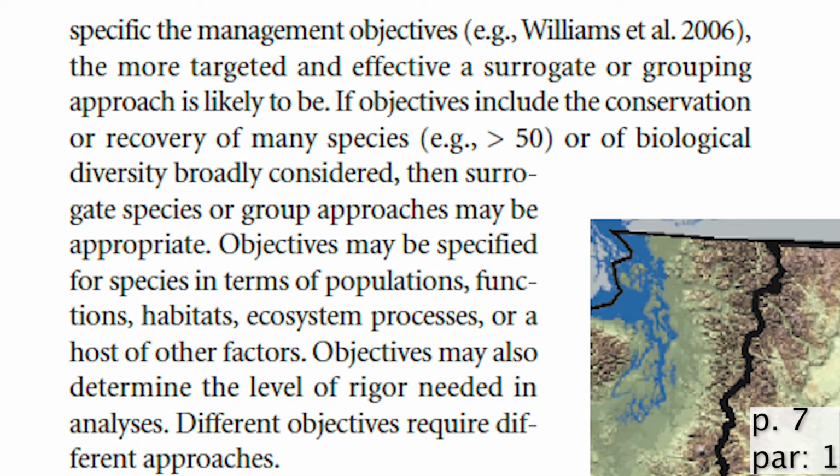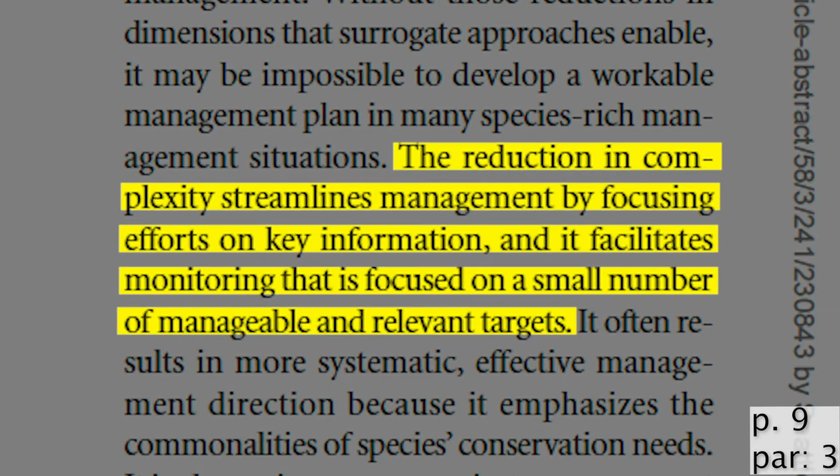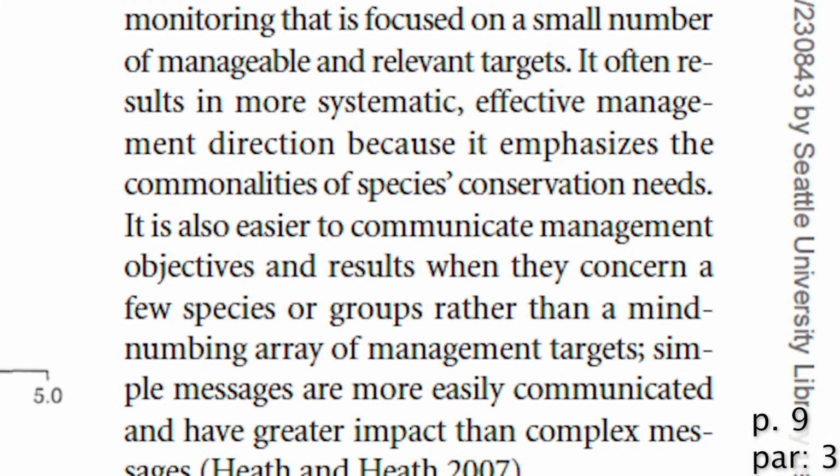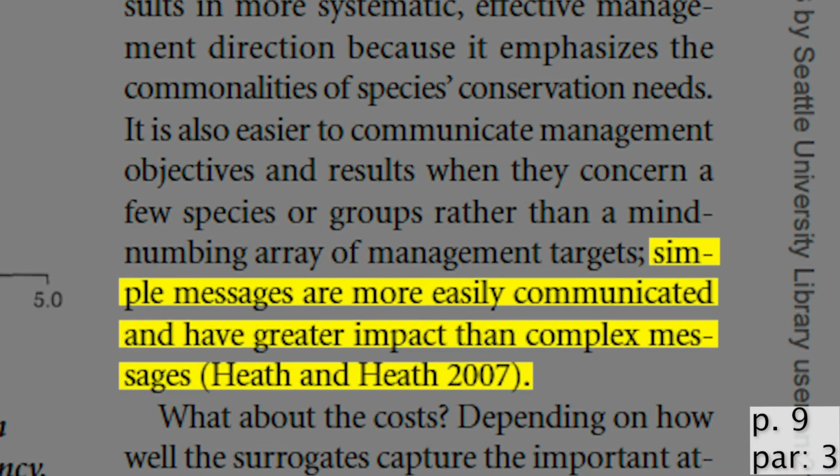Okay, now that we know what plays into using a surrogate approach, let's talk about the pros and cons. The greatest value of a surrogate or group approach is that it reduces the complexity of a species-rich system into a controllable scope for management. The reduction in complexity streamlines management by focusing on key information and a smaller number of manageable and relevant targets. It is also easier to communicate management objectives and results when they only concern a few species or groups, rather than a mind-numbing array of management targets. Simply put, simple messages are more easily communicated and have greater impact than complex messages.